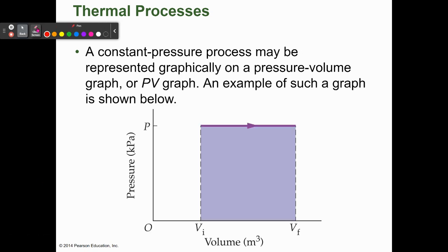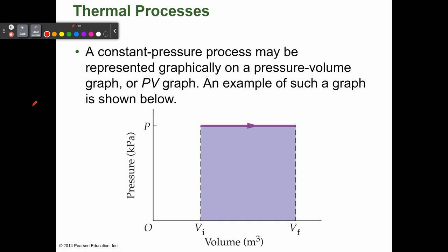So here are our pressure volume graphs. All right, so a constant pressure process can also be represented graphically on a pressure volume graph. So on a PV graph, volume is always on the x-axis, pressure is always on the y-axis. So here would be an example.